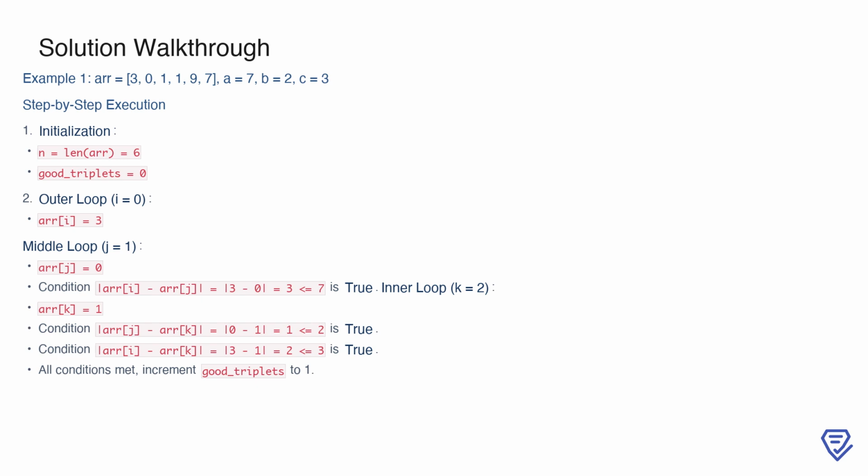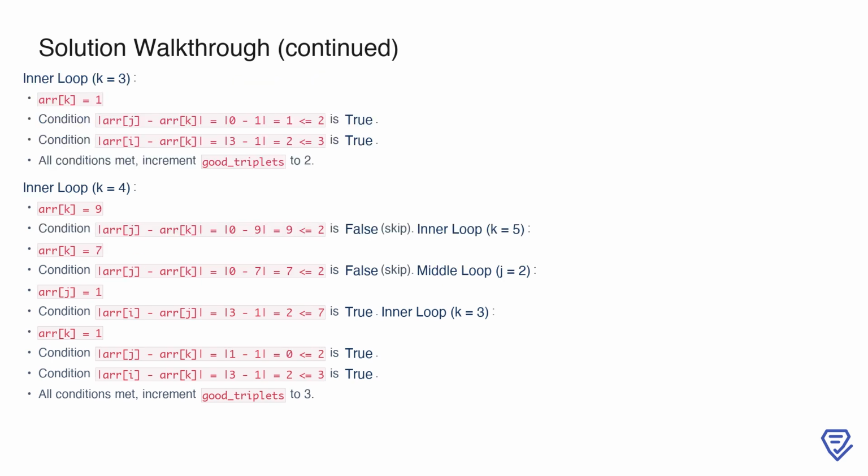At this point, we check the first condition, the absolute difference between arr[i] and arr[j], which is |3 - 0|. Since this equals 3 and is less than or equal to a, 7, we proceed to the inner loop. Here, k is set to 2, representing the third element, and arr[k] is 1. We now validate the second condition, |arr[j] - arr[k]| = |0 - 1|, which equals 1 and is less than or equal to b, 2. Finally, we check the third condition, |3 - 1|, which equals 2 and is less than or equal to c, 3. Since all three conditions are satisfied, we increment good_triplets to 1.